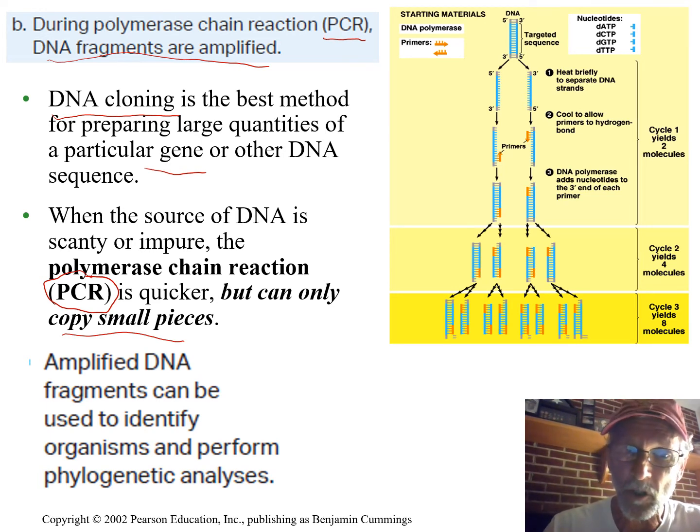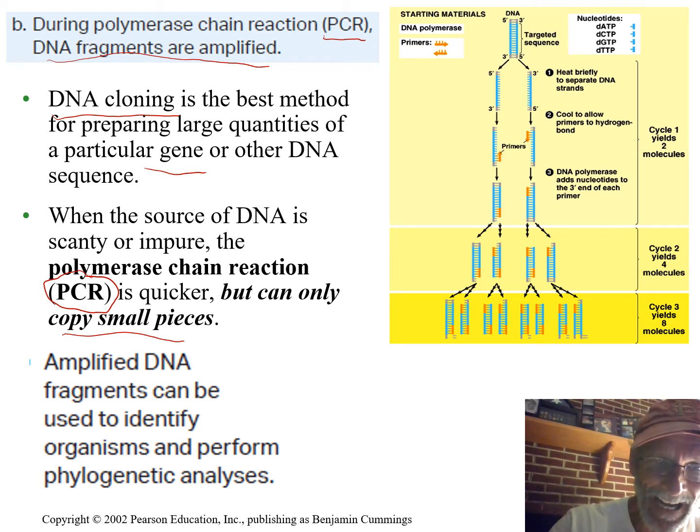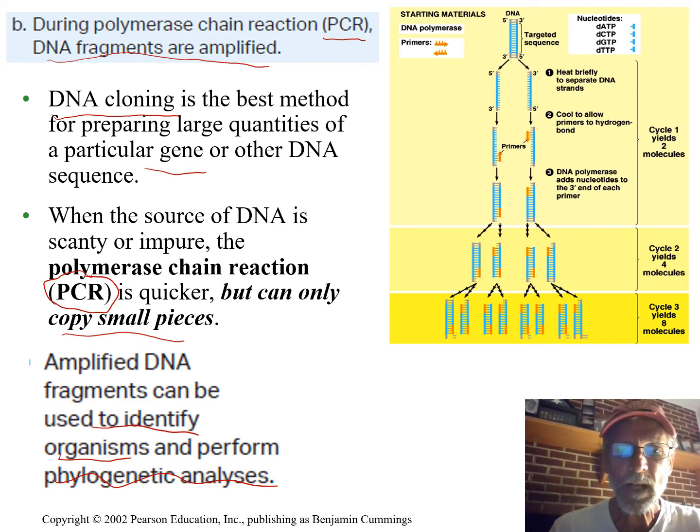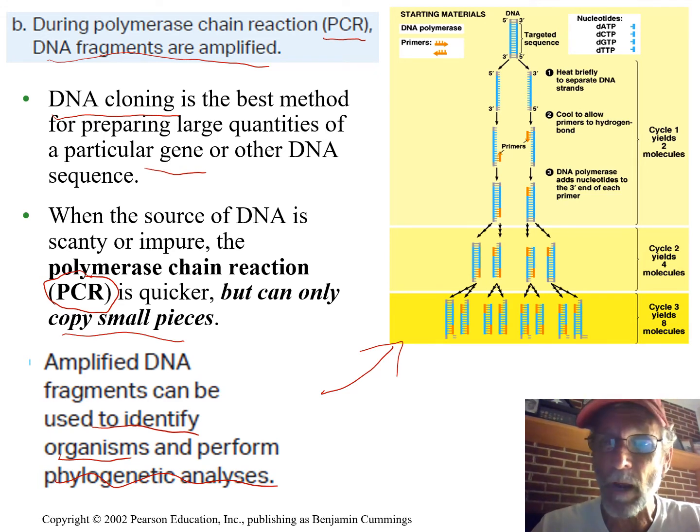But if all you need is little pieces to analyze and identify, like criminals or, again, evolution stuff, then this can make small pieces without cells, in a test tube kind of, or in this fancy expensive machine, by doing this, which you don't need to know how it works. But it's all about complementary bases and stuff like that. And you're basically in this machine replicating replication.